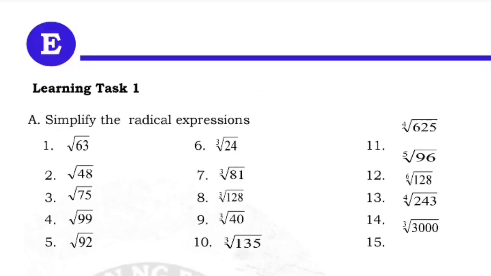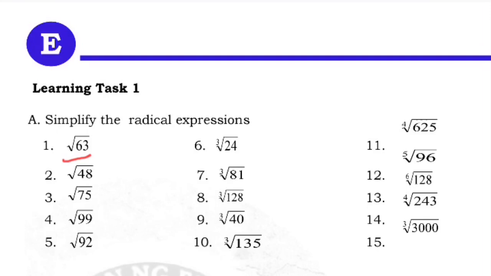Learning task number 1, A. Simplify the radical expressions. So we're going to have number 1 as our example. So square root of 63. So in here we're going to apply nth root of A times B is equal to nth root of A times the nth root of B. So what we're going to do is find the factors of 63, in which one of the factors is a perfect square.